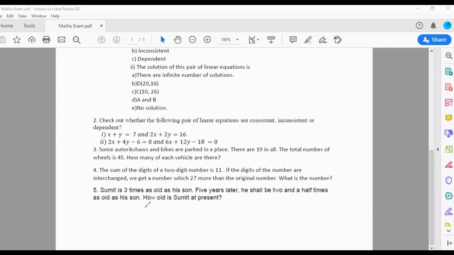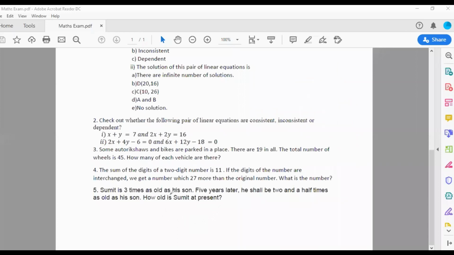Okay, and the last one: Sumit is 3 times as old as his son, and 5 years later he shall be 2.5 times as old as his son. How old are Sumit and his son? That's the question. Okay, so how can you form the equations?